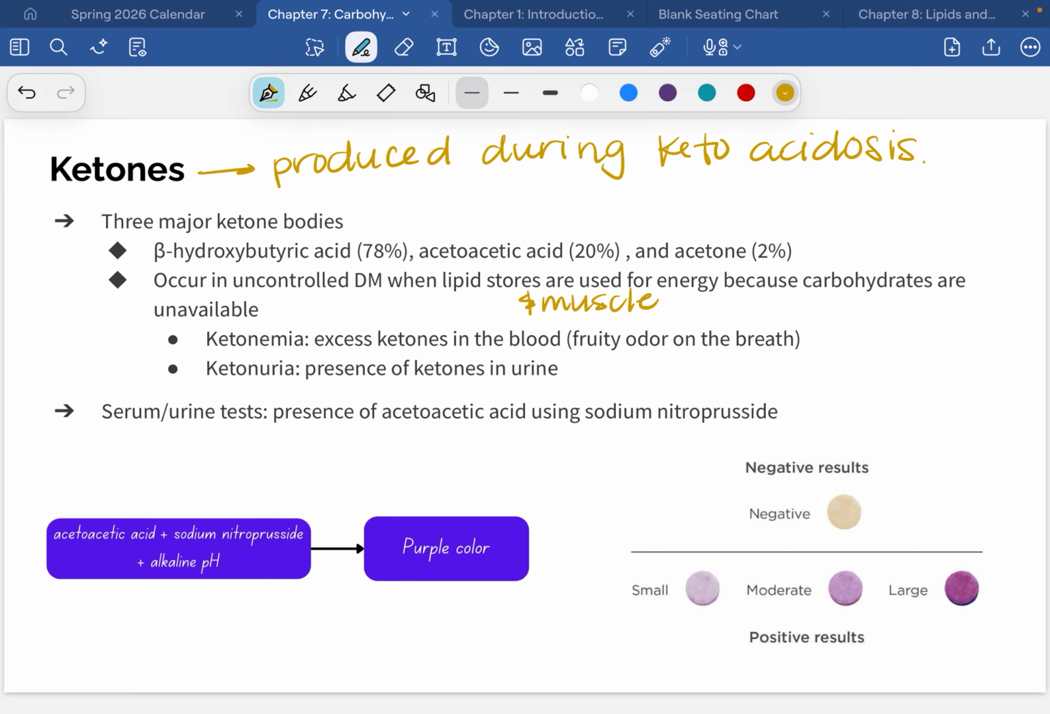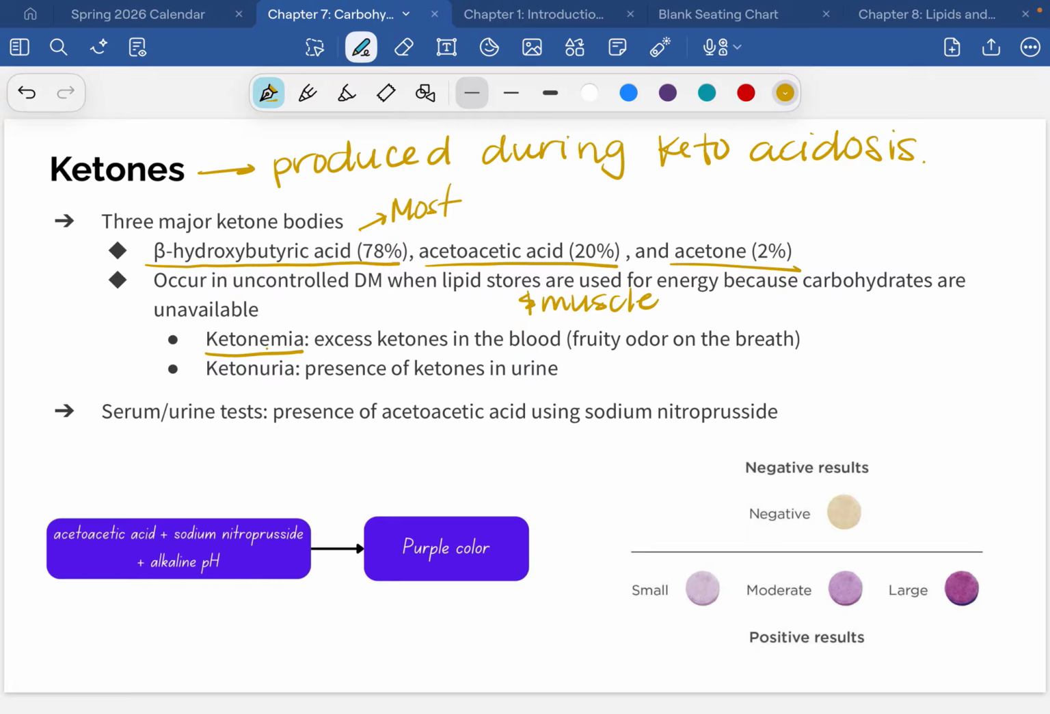And there are three that are produced: beta-hydroxybutyric acid, acetoacetic acid, and acetone. You do have to know those names. Okay, beta-hydroxybutyric acid, which is the most, acetoacetic acid, and then acetone. These are the three ketones that are produced when ketoacidosis is happening. But during extended ketoacidosis, the ketones are going to build up in the blood. And that buildup in the blood is called ketonemia.